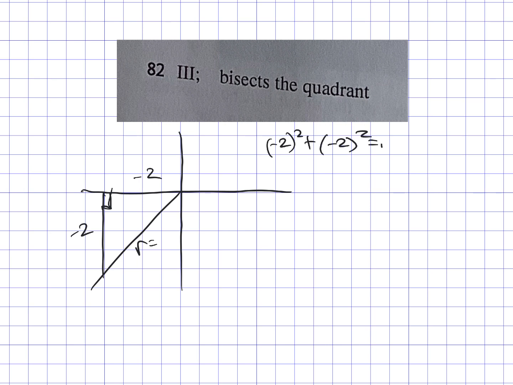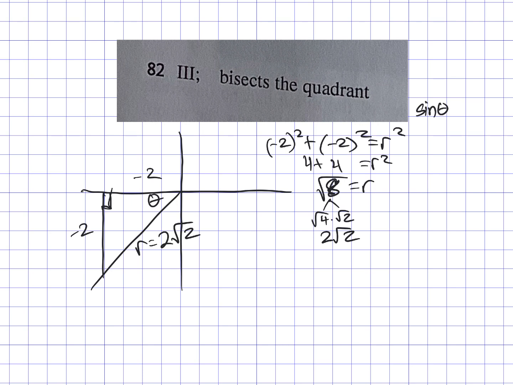-2 squared. R squared, so 4 plus 4 is r squared. Square root of 8 is r. So that's square root of 4 times square root of 2, or 2 square root of 2. All right. So that's theta. So the sine of theta is equal to the opposite leg over hypotenuse, which is -1 over the square root of 2.